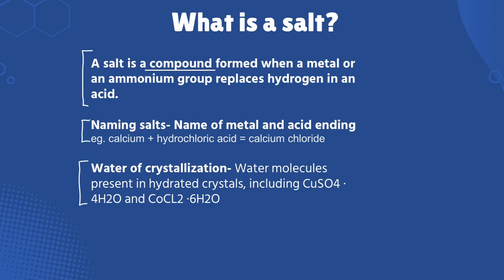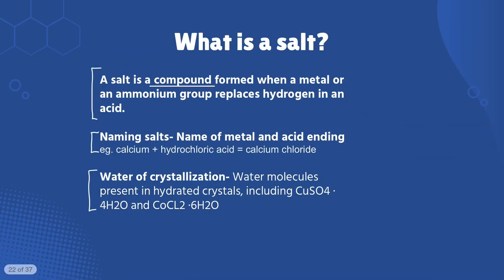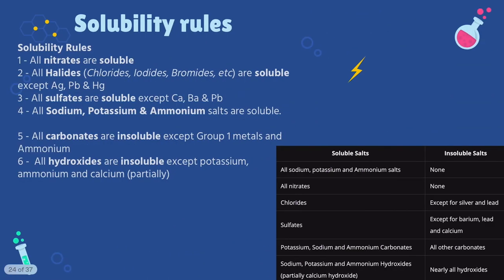Lastly, what is water of crystallization? Water of crystallization is basically the water molecules present in hydrated crystals, including copper sulfate bonded with water and cobalt chloride bonded with water. There should be 5, but we're going to skip over that.